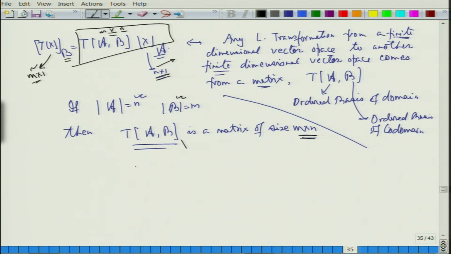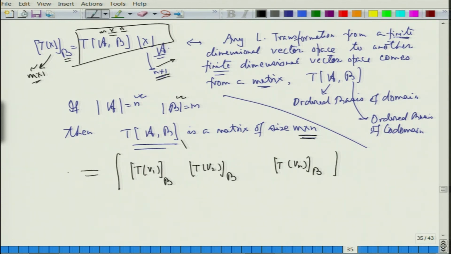So the elements here are, look at elements of A. Elements of A are V1, V2, Vn. All right. Write them with respect to B and close it. So this is what your T of A of B is. Fine. So I would like you to understand them nicely. Fine. Let us take some examples.